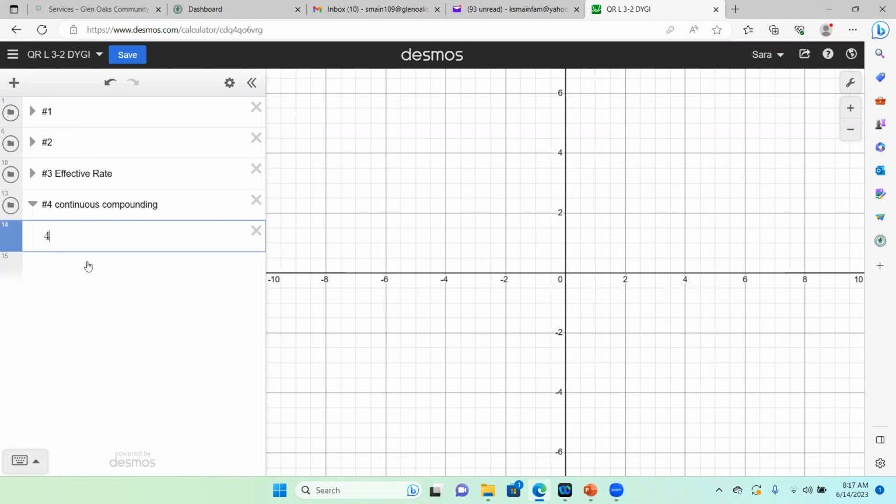And so 40,000. And then E, and notice the E is in italics, and that's because it knows to use the 2.718. And then shift and 6 for the exponent and parentheses. So 0.069 times 25 years. And so after 25 years, that $40,000 investment would have $224,500.84.